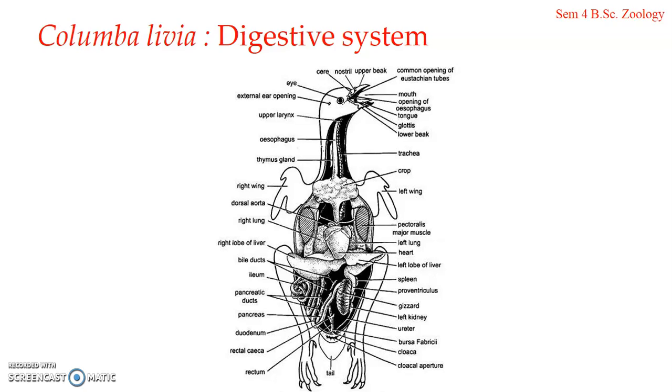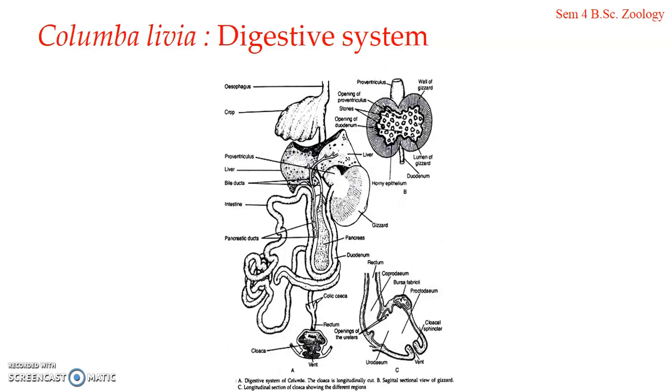The cavity of the gizzard always contains small stones. You can see here in this case, this is the section of the gizzard. You can see the lumen inside, and it usually contains small stones. These stones are usually swallowed by the bird, and that helps in grinding the food.